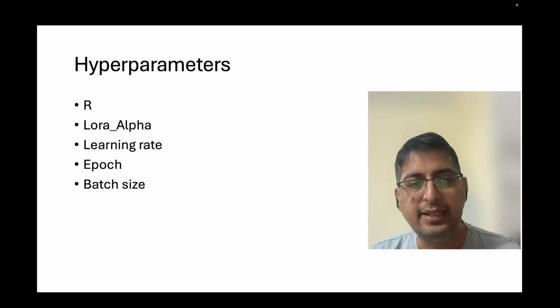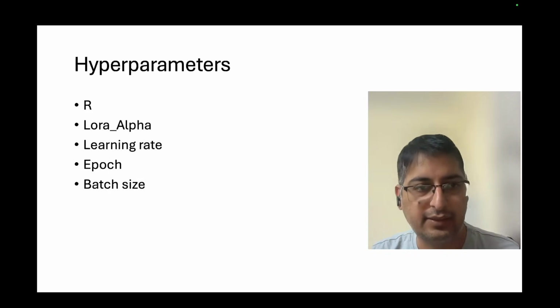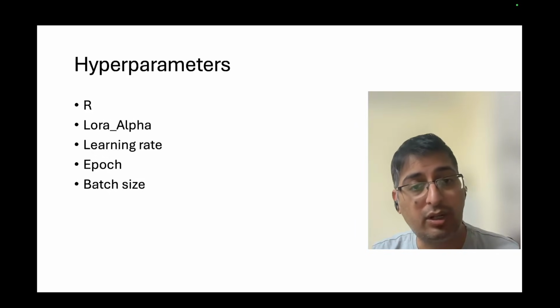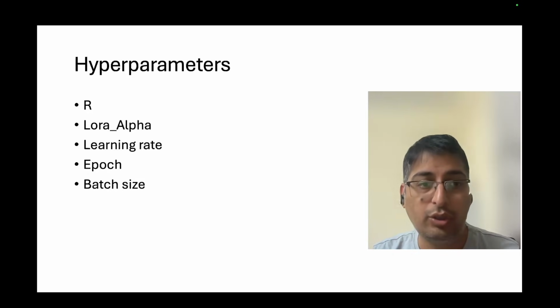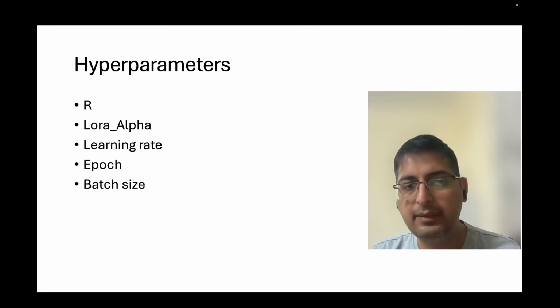Batch size decides after seeing how many rows you are going to update the weights of the model. You can update the model weights after each row, or you can say, I want to take the average loss of 4 records and then only update the model. So the bigger the batch size, the better it is for tuning. Bigger batch size also means that you need more memory and more compute. So in our example, we'll keep this around 1.